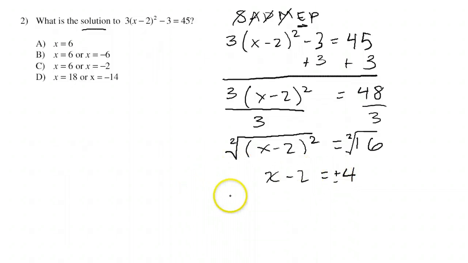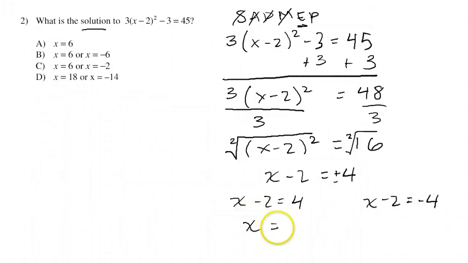So now when we split this up, we have 2 solutions to solve. x minus 2 is equal to positive 4, and x minus 2 is equal to negative 4. So solving this, I'm going to get x is equal to 4 plus 2 is 6, and here negative 4 plus 2 is negative 2. So I'm looking for the one that has 2, negative 2, and 6, which is C.